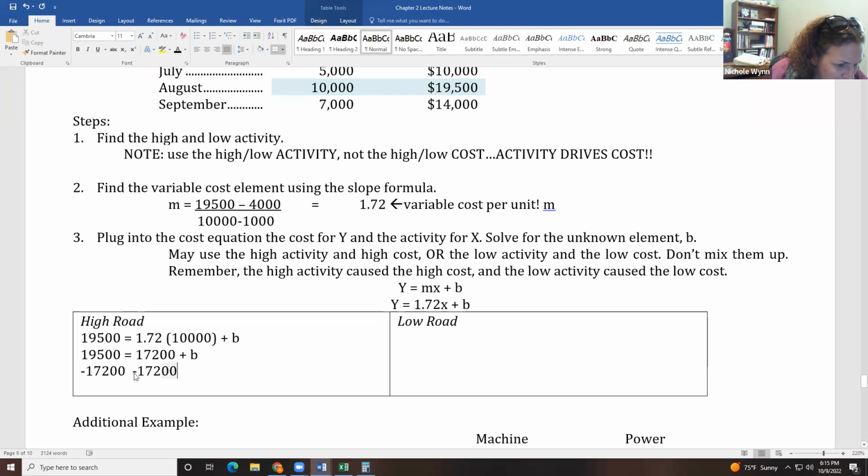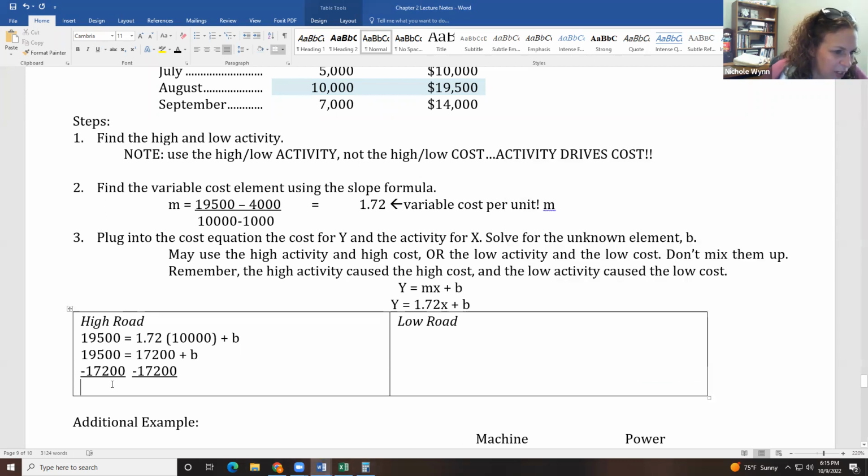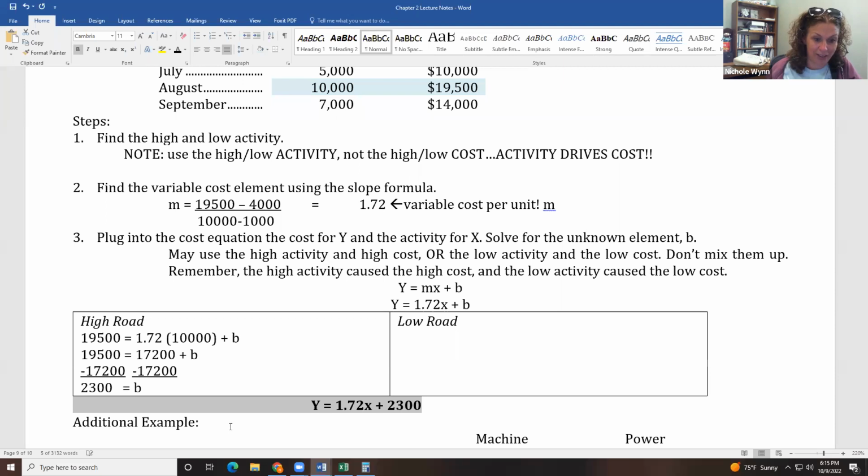So if we go ahead and underline that, trying to do it like you would have done it in math class. So 19,500 minus 17,200 is 2,300. So 2,300 equals b. So now I found my b. Okay, so the cost equation, just so you can show it then, would be y equals 1.72x plus 2,300. And that is the answer.